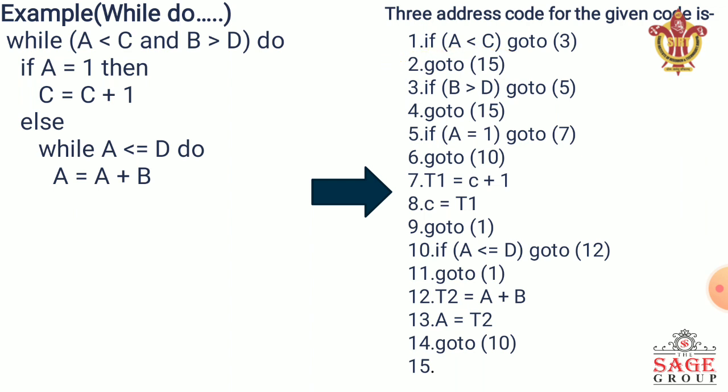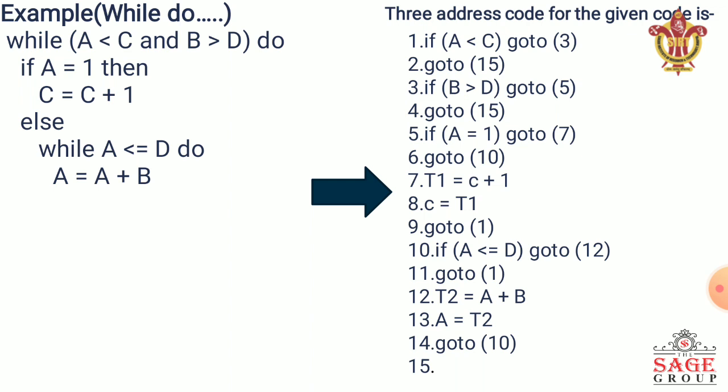Means we go to the last statement of our three address code, which is statement number 15. Now we check our second condition, which is b greater than t. If this condition is true, then we enter into our loop body. Otherwise, we go out of this program with the help of a go to statement.